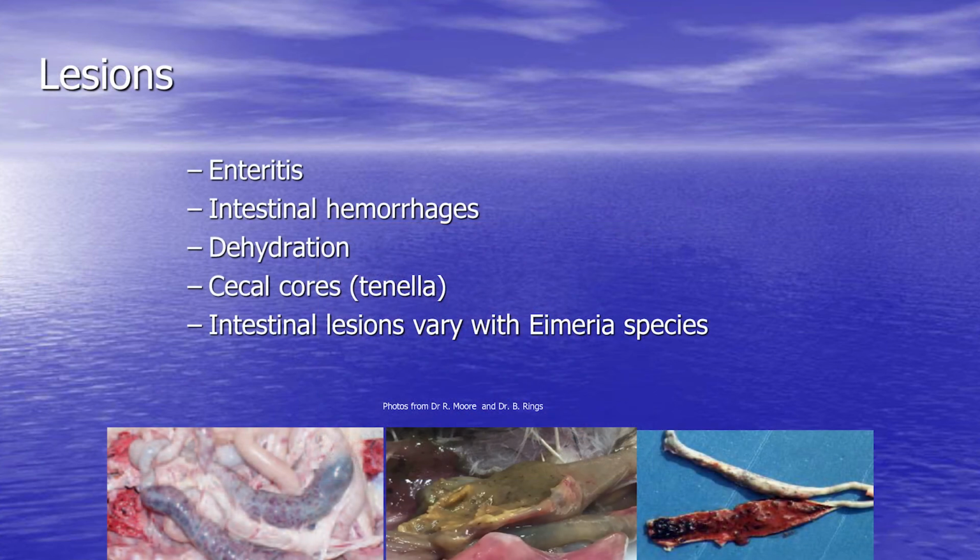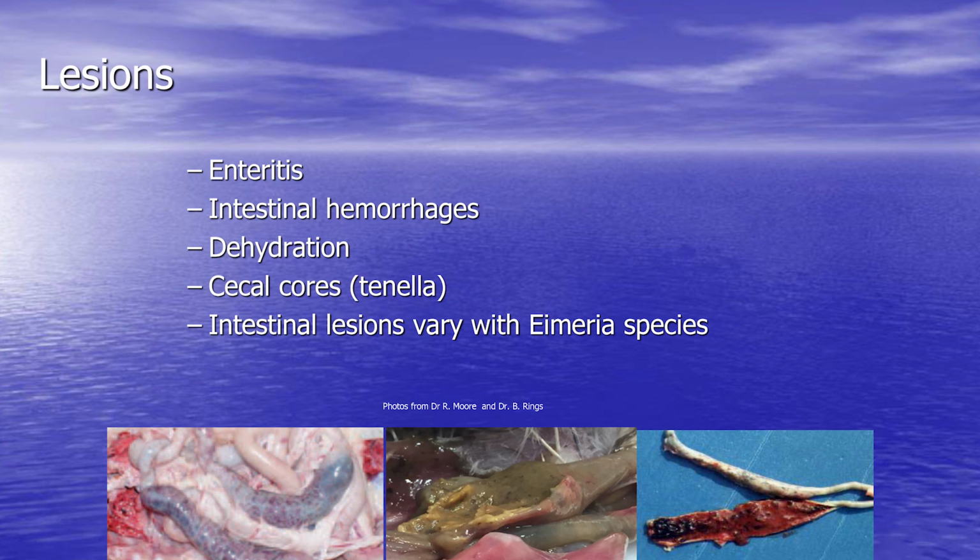What are the lesions? Well, some degree of inflammation in the intestinal tract, an enteritis. There can be hemorrhages. Of course, the bird's going to be dehydrated because of those hemorrhages and water loss. There can be cecal cores. That's especially true with Eimeria tenella. And these will be dried, cheesy-like cores in the ceca. Now, these lesions vary depending on the Eimeria.